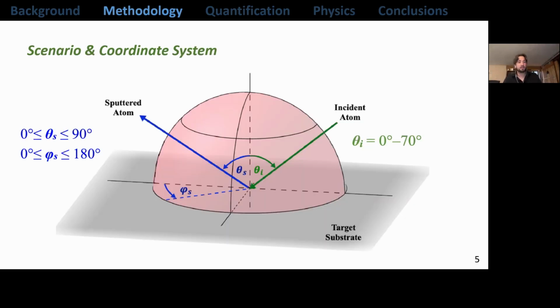So depicted here is the scenario and coordinate system. The situation involves an incident atom at an angle between 0 and 70 degrees impacting a target substrate and sputtering atoms as a function of polar and azimuthal angles ranging from 0 to 90 and 0 to 180 degrees respectively.